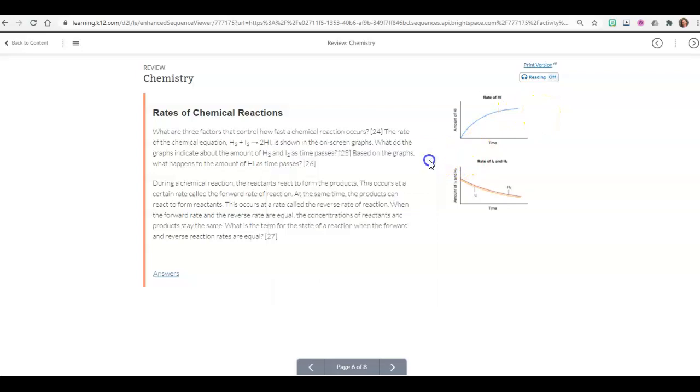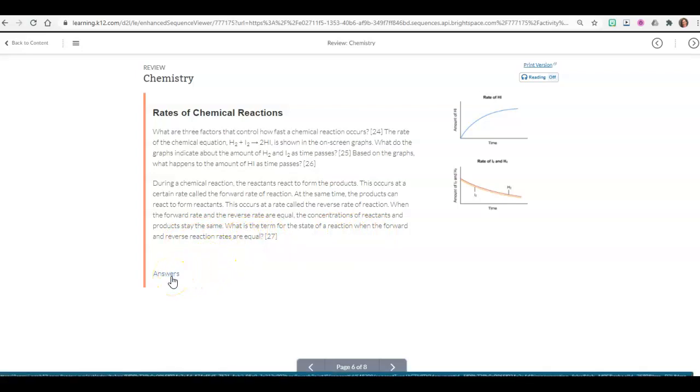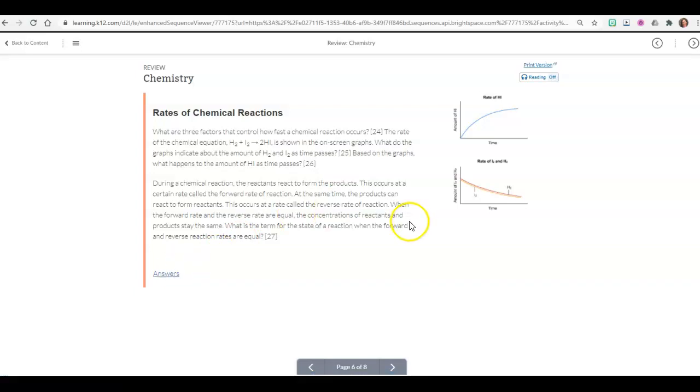All right, and then finally, the last thing is, what is the term for the state of reaction when the forward and reverse reaction rates are equal? So even if you don't know what the forward and reverse reaction rate means, if it says something is equal, then you know your answer choice says equilibrium, that means something is equal. And so what that's meaning is the rate of reaction on the product side and the reactant side when those are equal. And that definition is something you want in your notes as well.